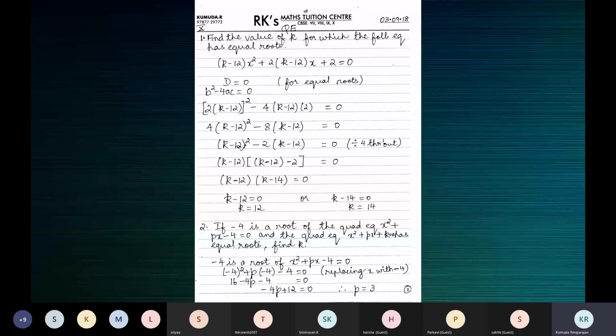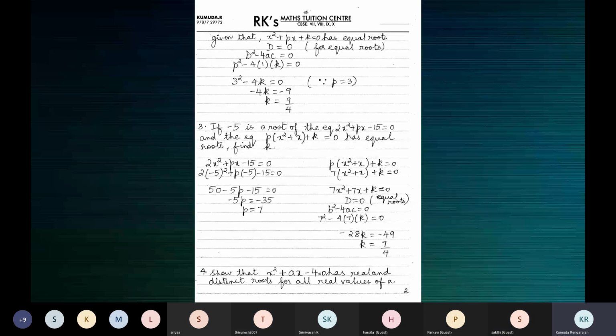So now what is given about the second equation? It has equal roots. What's the condition for equal roots? D is equal to 0, ma'am. That means if D is equal to 0, it means? It has equal roots, ma'am. No. Next step, D is equal to 0 and that can be written as? B square minus 4ac is equal to 0. So 3 square minus 4ac is equal to 0. Yes.